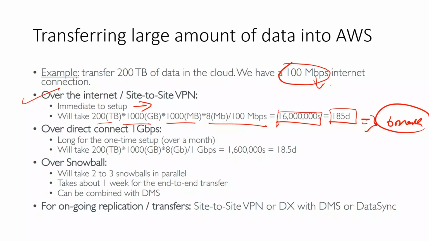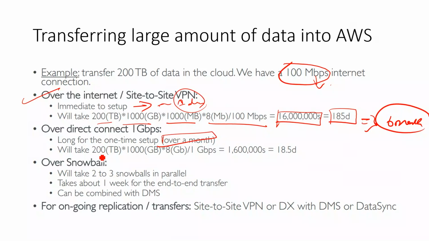But if you have a direct connection which gives you about 1 gigabit per second speed, the thing is the setup time is more. With a VPN, the setup time is very little, nearly a day; you can do it in a day or even less. But for establishing a direct connection, you need over a month. So if the question says we are good with waiting for the setup, you can take about a month, then you can go with the direct connection.